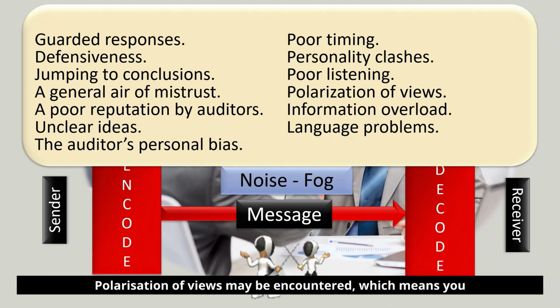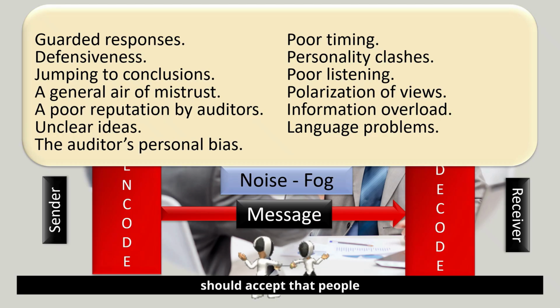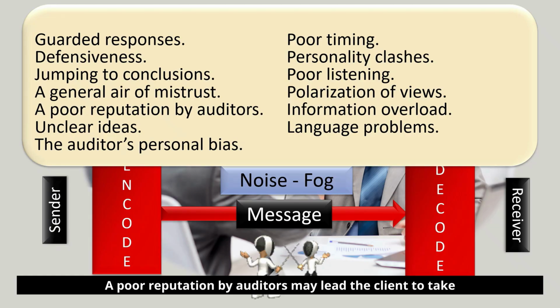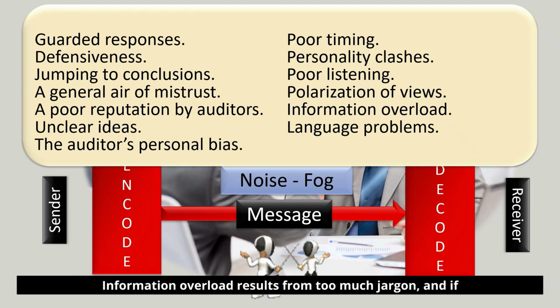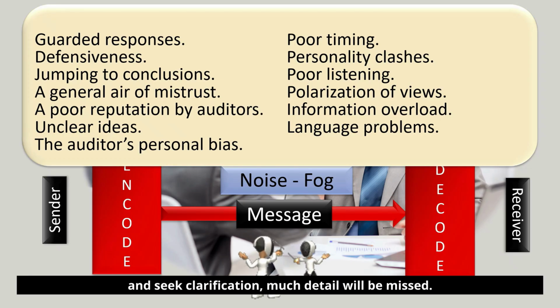Polarization of views may be encountered, which means you should accept that people may well have different views. A poor reputation by auditors may lead the client to take a flippant view, so explain that audit has moved on from a gotcha approach. Information overload results from too much jargon, and if the auditor does not own up and seek clarification, much detail will be missed. Unclear ideas lead to confusing thoughts being conveyed, so you need to do your research beforehand.